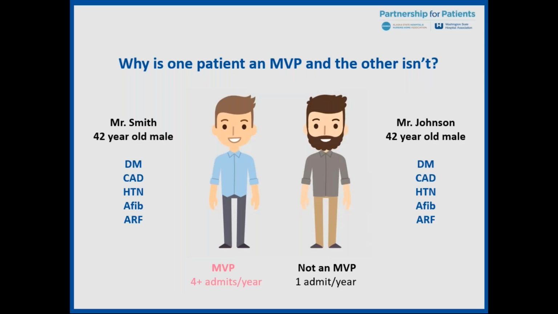One way to reframe this is that we see lots of patients who get hospitalized with multiple comorbid conditions, but not all of them are MVPs. In fact, only 7% of them are MVPs. So if we take this example here, there are two patients, Mr. Smith and Mr. Johnson, who have very similar, or in this theoretical case identical, multiple comorbid conditions that we see a lot of our patients have. But why is Mr. Smith an MVP and Mr. Johnson is not? What differentiates Mr. Smith from Mr. Johnson?